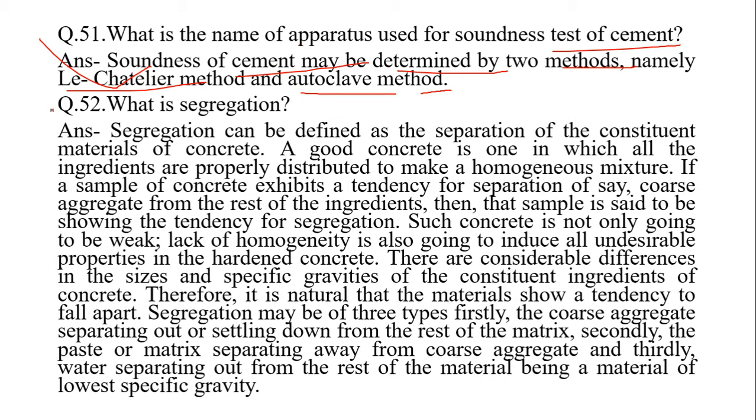Next question, question number 52. What is segregation? Segregation can be defined as separation of constituent materials of concrete. A good concrete is one in which all the ingredients are properly distributed to make a homogeneous mixture. If a sample of concrete exhibits a tendency for separation of, say, coarse aggregate from the rest of the ingredients, then the sample is said to be showing a tendency of segregation.